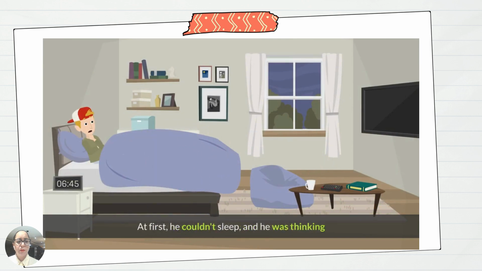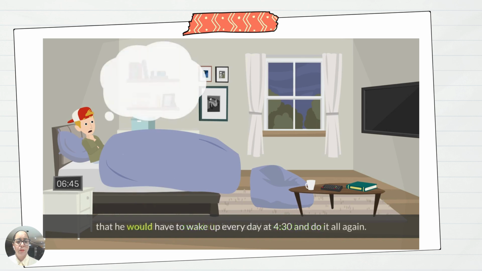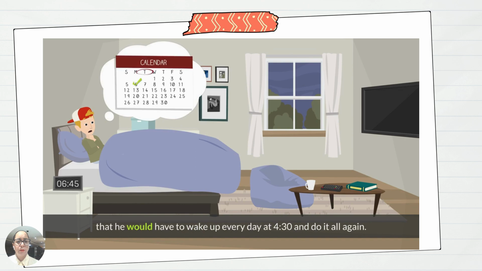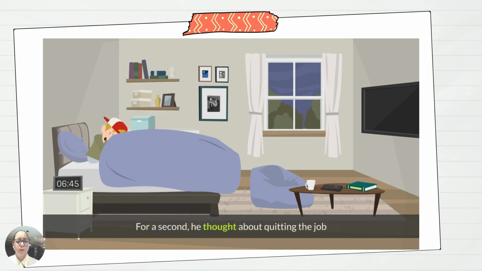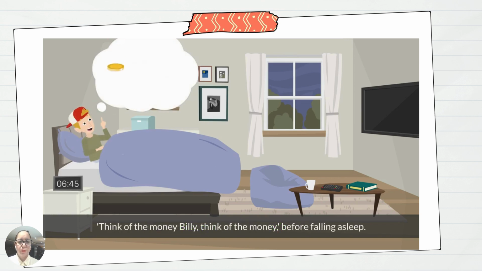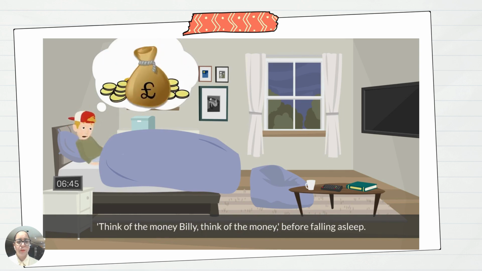At first, he couldn't sleep, and he was thinking that he would have to wake up every day at 4:30 and do it all again. For a second, he thought about quitting the job, but then he changed his mind and said to himself, "Think of the money, Billy. Think of the money," before falling asleep.